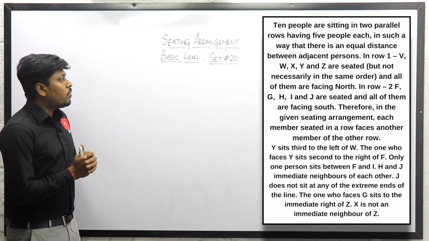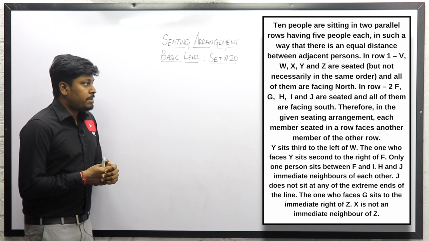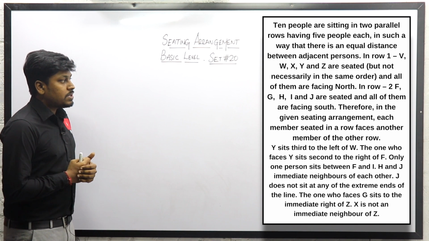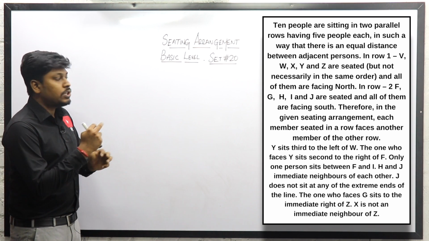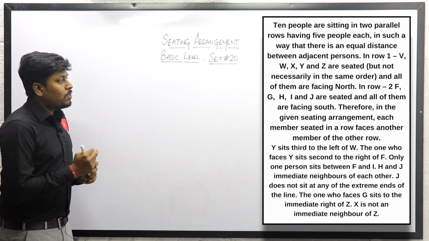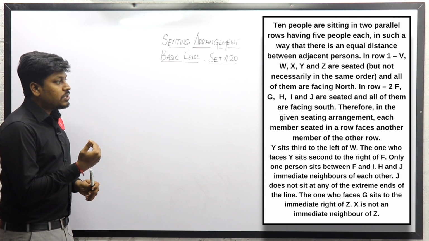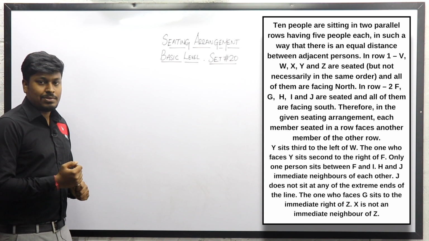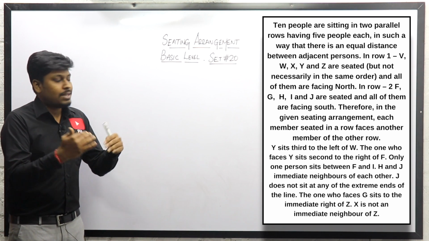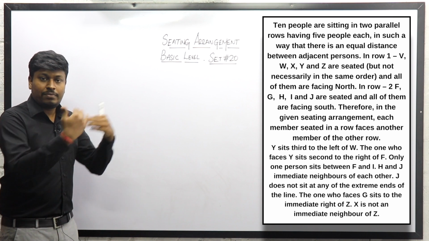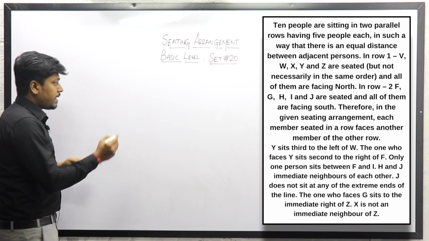So now let me move on to basic level arrangement number 20. Ten people are sitting in two parallel rows. In row number 1 there are 5 people: V, W, X, Y, Z, and in row number 2: F, G, H, I, J. The people sitting in row number 1 are all facing north, and the people sitting in row number 2 are all facing south. Understood? So always go with a minimum of 2 possible diagrams, right?